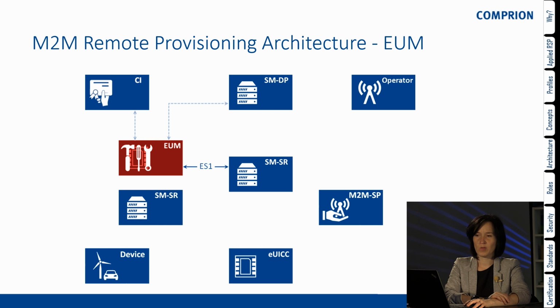The EUM, or the EUICC manufacturer, in the ecosystem of the EUICC, also in the M2M world, the only relevant interface is the ES1 interface to the subscription manager for secure routing. Okay, the other connections are out of scope, but they actually exist. So the connection to the CI and to the SMDP.